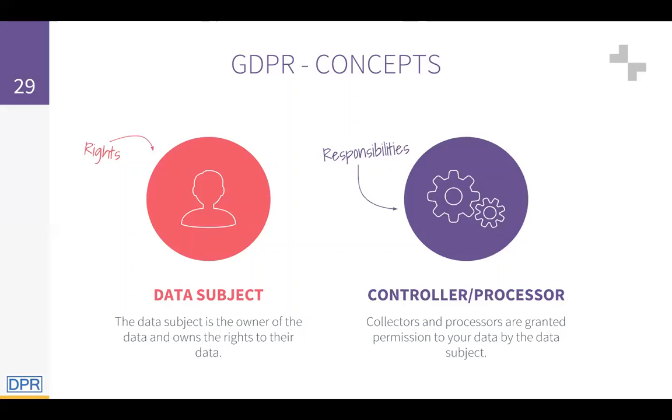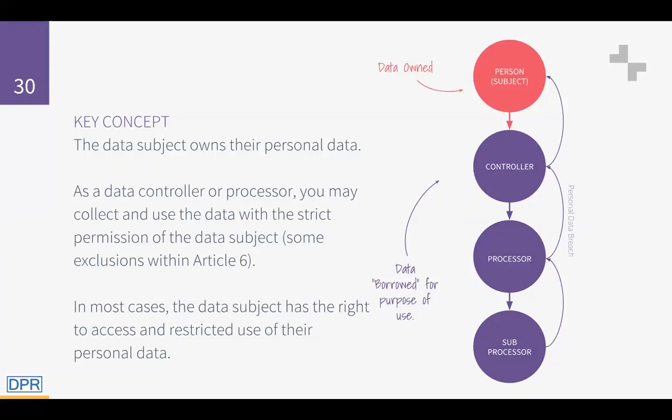And then on the other side, you have processors and controllers. The controller is the person who collects the data, and the processor is obviously the person who processes the data. Processing is a very broad remit, so it covers everything from making amendments to the data, storing the data. Again, pretty much anything that you're going to be doing with that data is classed as processing.